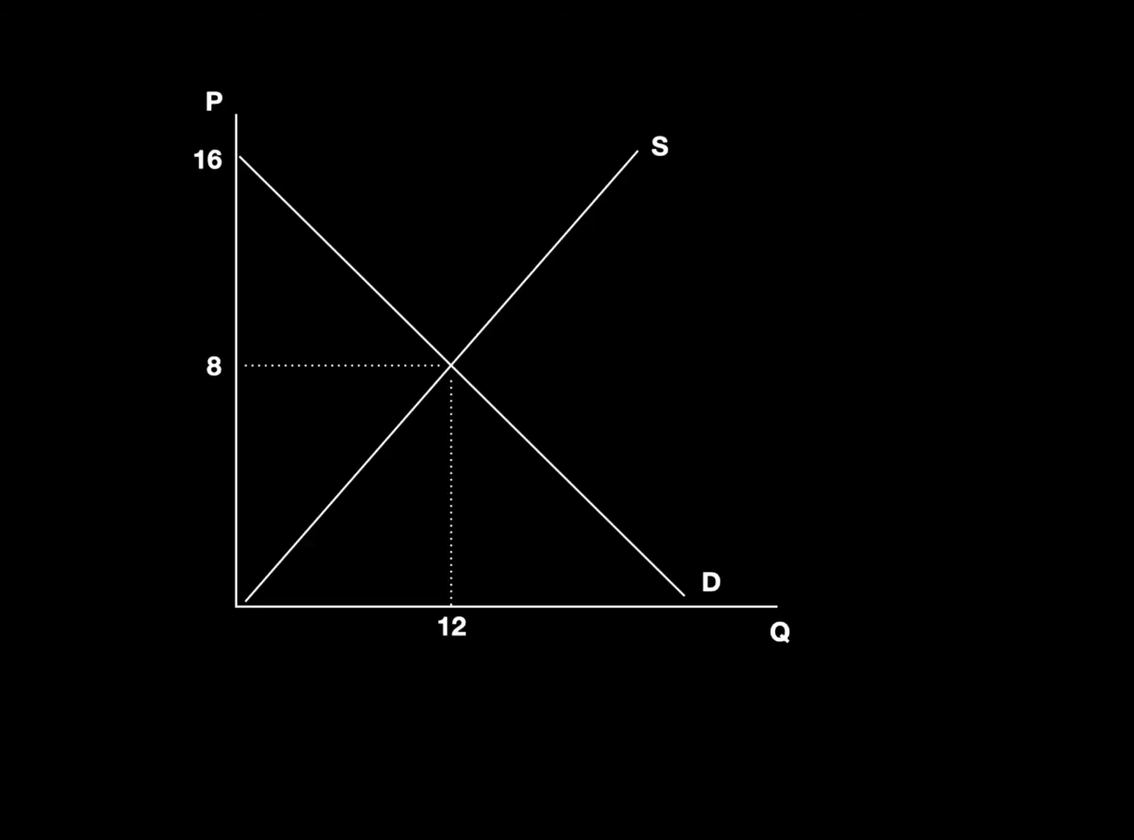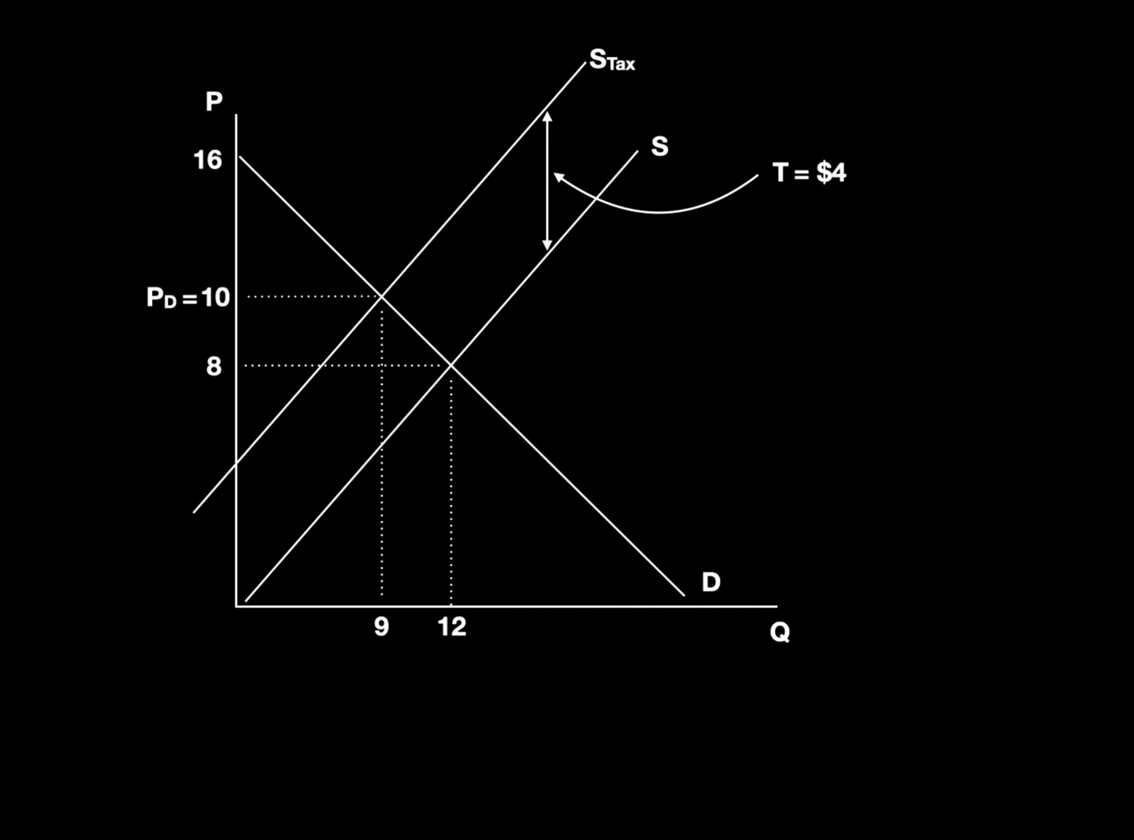Let's now look at this graphically. What is the effect of a tax on producers? The effect of a tax on producers will be to decrease supply. Specifically, the supply curve is shifted up by the amount of the tax. So the vertical distance between the old supply curve and the new supply curve is $4, which is the amount of the tax. The new equilibrium price, which is the price that consumers pay, is now $10, and the after-tax price received by producers is $6.